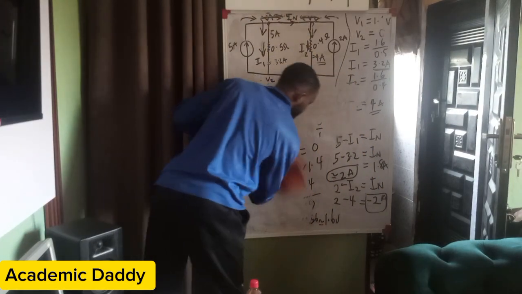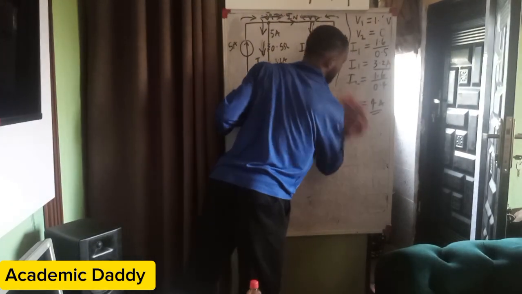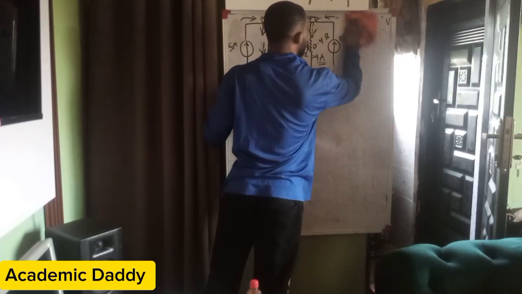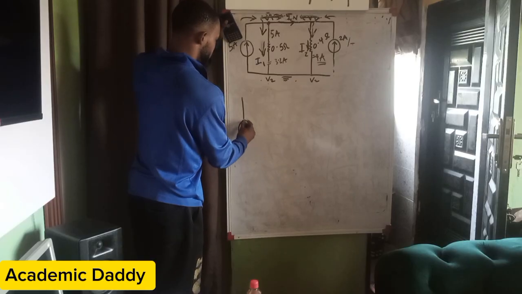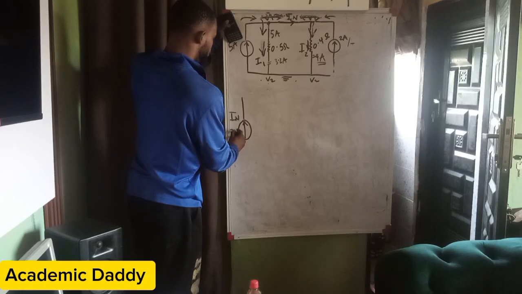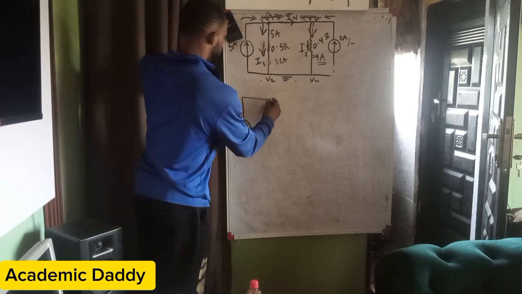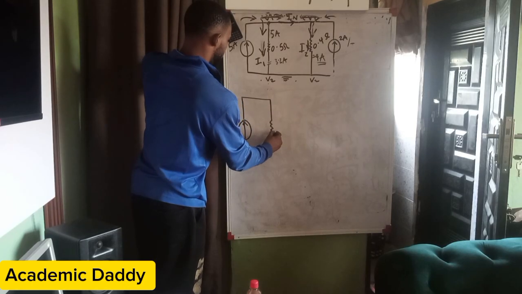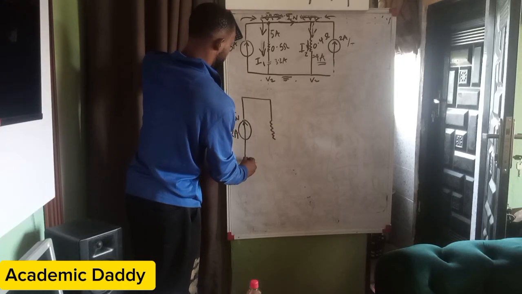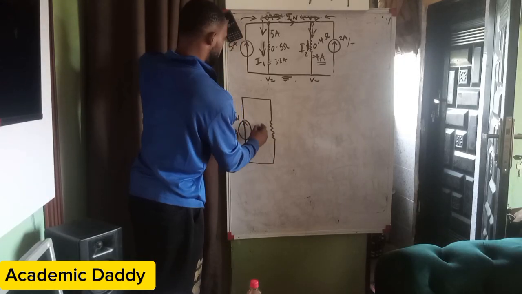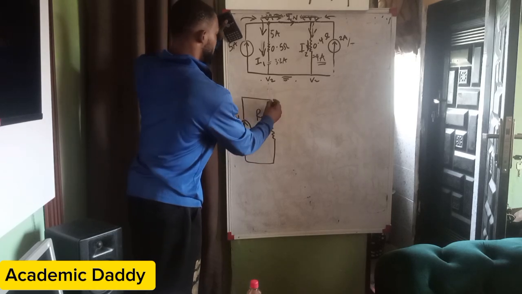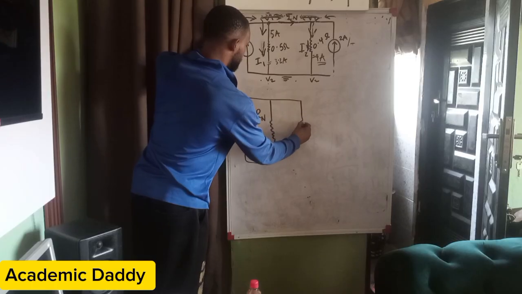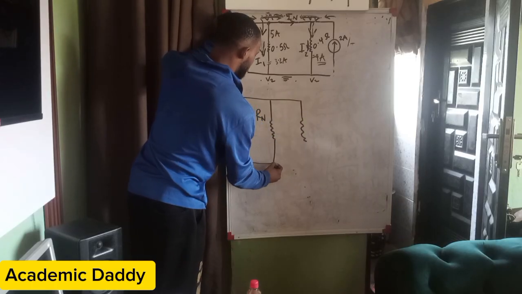So applying the Norton circuit, I'll simply remember that Norton circuit is always going to be in parallel, where I have the current IN, which is 2 amps, in series with the Rn, which is Norton's resistance, and then to be in parallel. So it's the opposite of Thevenin.